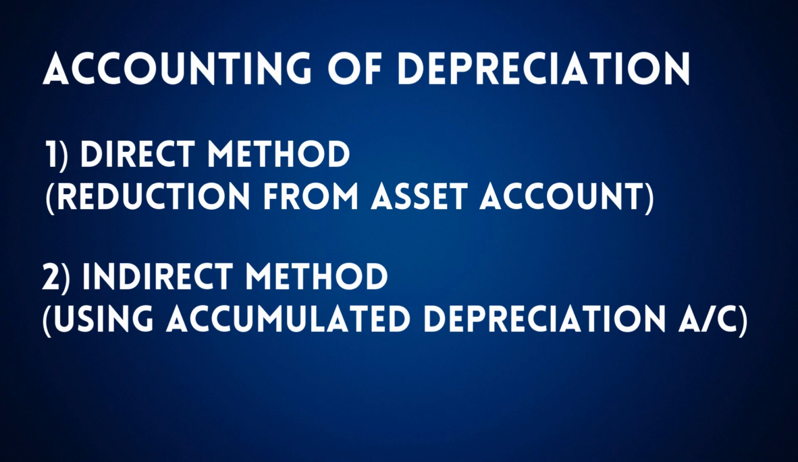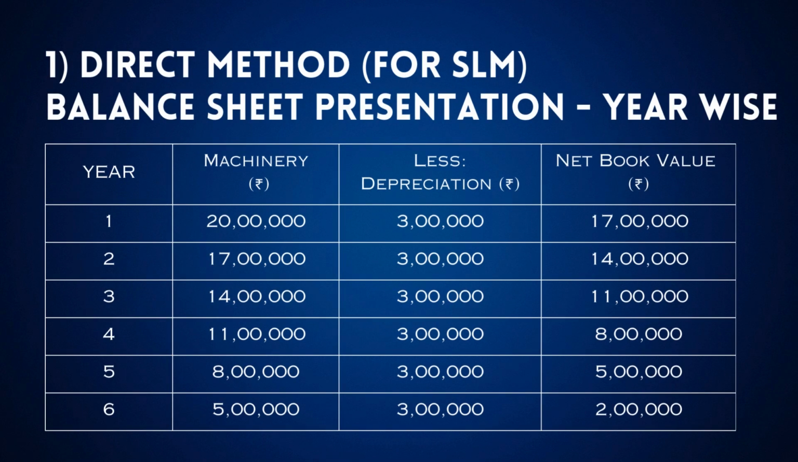Thus, depreciation is directly deducted from the asset's value in the asset account itself, and the asset's book value keeps reducing every year. Thus, the depreciation will be accounted as in this chart, where the machinery account value keeps reducing each year as depreciation is charged directly to the asset.